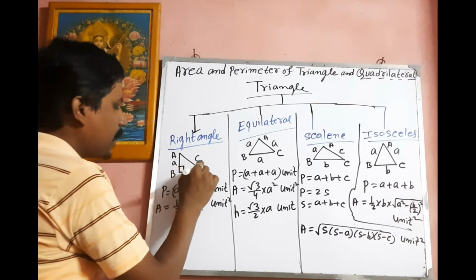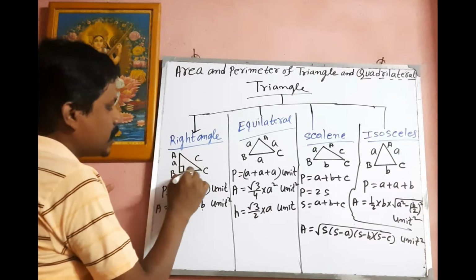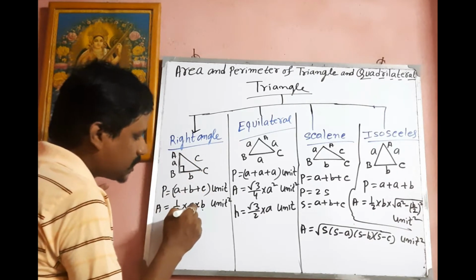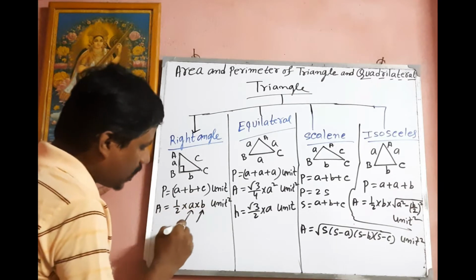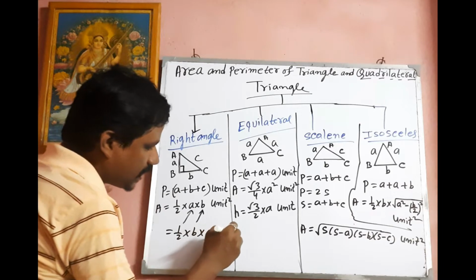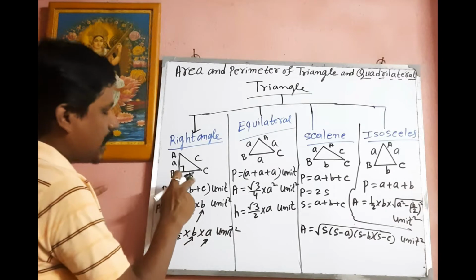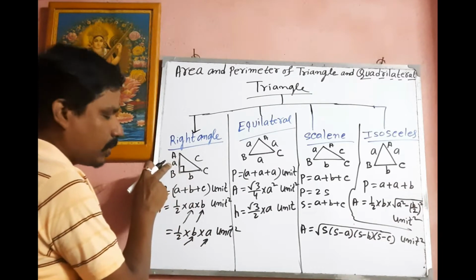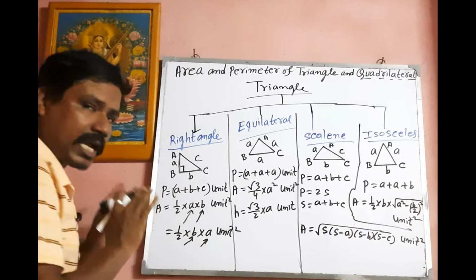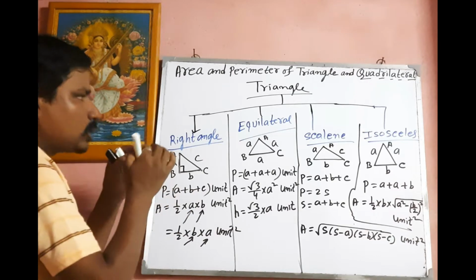If we take this as the base, this is the perpendicular. As well, if we write this one, B into A will be the same result. That is, if this side B is the base, A is the perpendicular. If A is the base, then B is the perpendicular. In both cases, the area of the triangle will be the same. Now we move to the next.